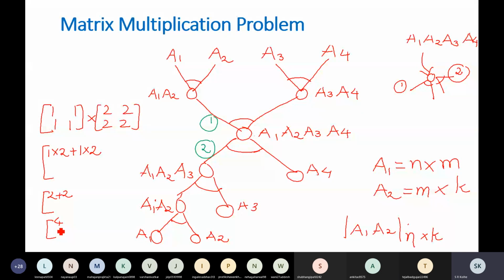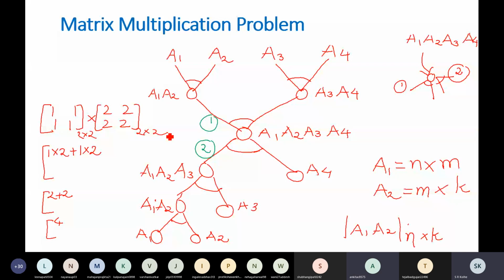Now come over here. How many multiplications will you have to perform to multiply A1 and A2 out here? This is 2 by 2, and this is 2 by 2. Yes? 8.